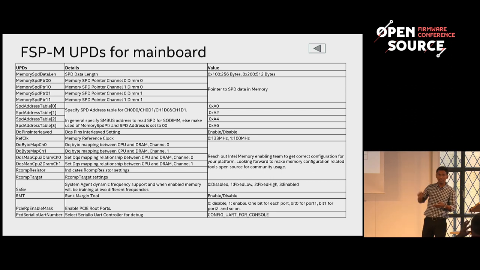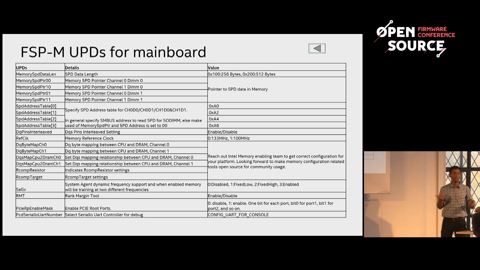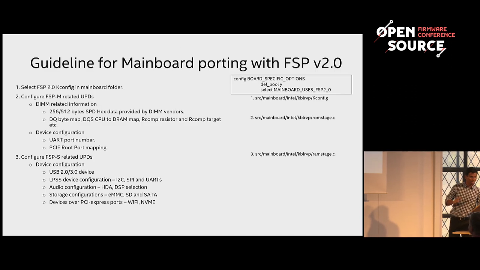And last is your serial port. For example, if you want to get a debug log of the FSP, you need to specify which port you want to get the log from. Typically, the same config we use in coreboot to get the serial log, we just specify the same config to get the FSP debug log as well. So we have covered the FSPM part.